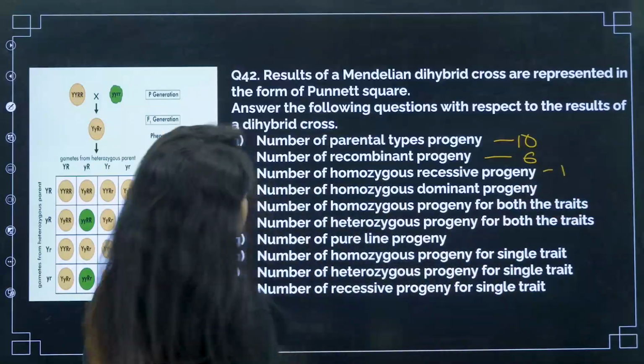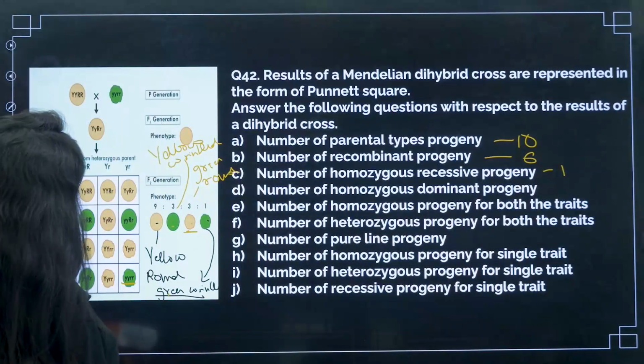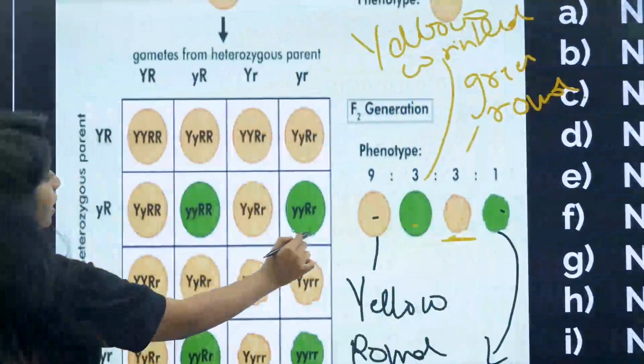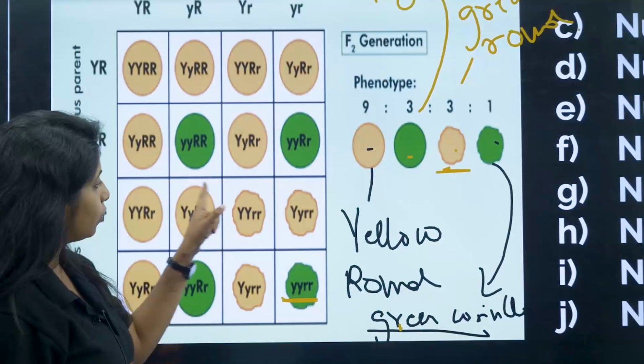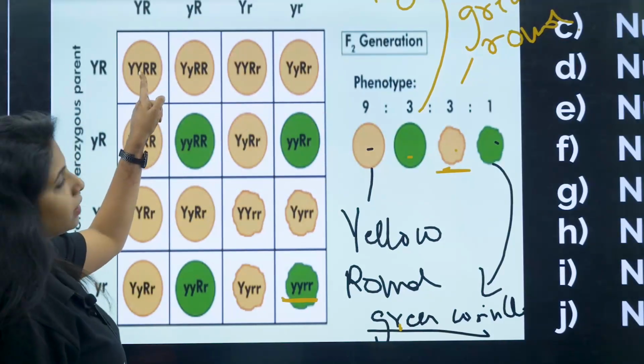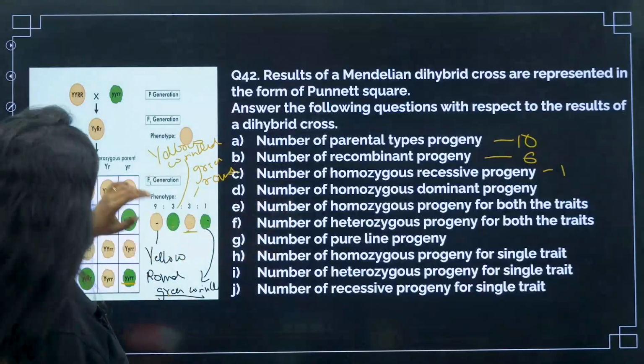Now, number of homozygous dominant progeny. Both of them again should be dominant. You only look over here and tell me, where can you see both the alleles to be dominant? Only one again over here, capital Y, capital Y, capital R, capital R. So again, the answer will be 1.